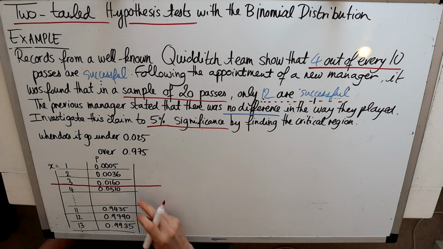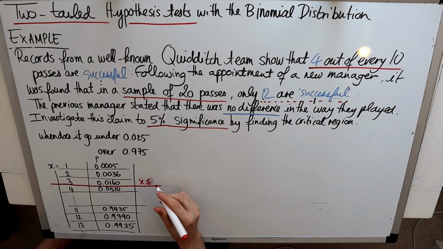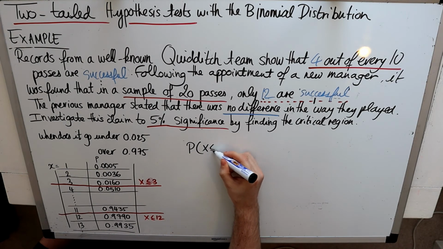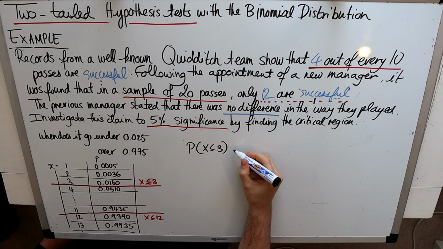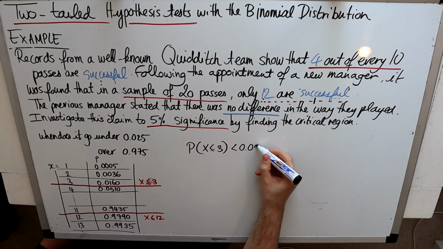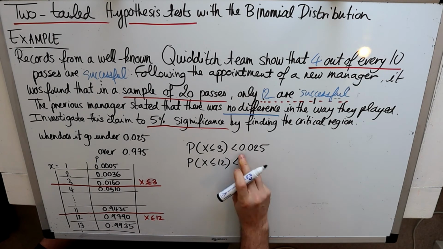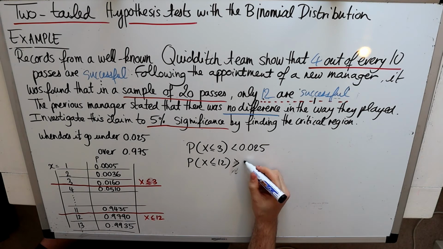So between 3 and 4, I have something that is less than 0.025, and then something that is greater than 0.025. So I've got x less than or equal to 3, and then here it goes over 0.975, so 2.5% from the end, when I reach x less than or equal to 12. I'm going to write this down. P of x less than or equal to 3 is the first value that is less than 0.025, and then P of x less than or equal to 12 is the first value that is greater than 0.975.